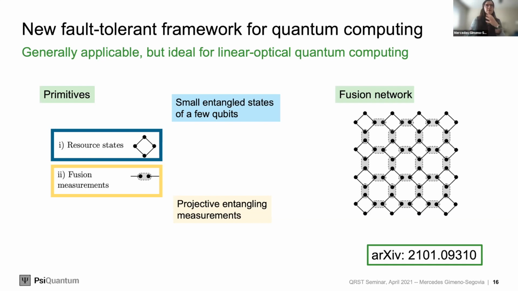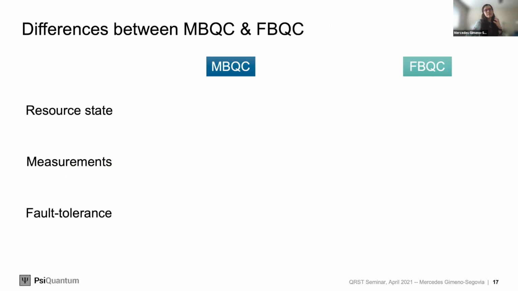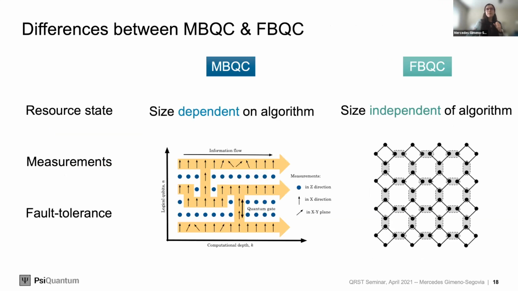So, we call it FBQC, fusion-based quantum computing. It's very reminiscent of MBQC, so I want to quickly make a disambiguation to clarify. There are 3 main differences between MBQC and FBQC. First, in measurement-based quantum computing, the resource state that is prepared has a size that is dependent on the algorithm. You want to run a longer algorithm, you need a bigger state. You want to add more qubits, you need a bigger state.